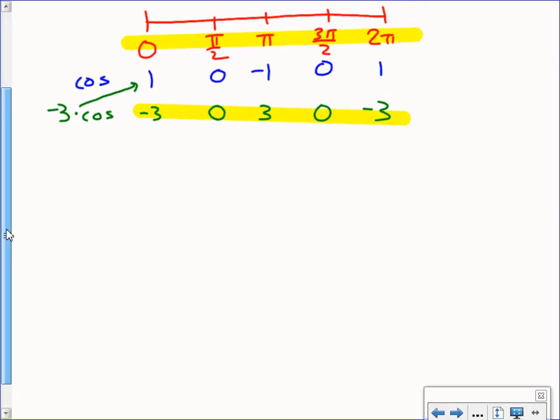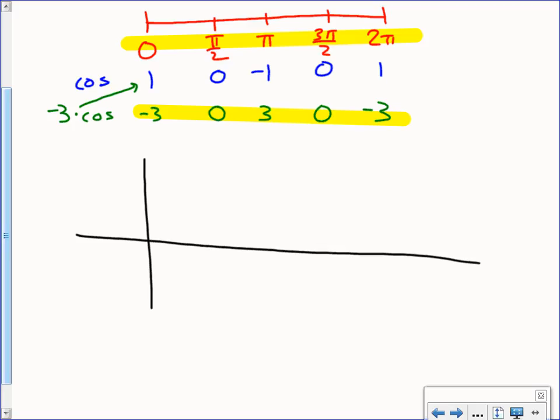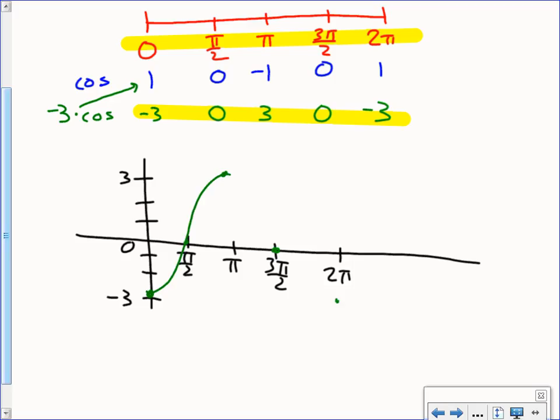Here we go. It looks like we have a maximum at 3 and a minimum at -3. Same points though, 0, pi over 2, pi, 3 pi over 2, and then 2 pi. It's going to look like the same graph. But this time, my cosine is down here at -3. 0 for pi over 2, +3, 0, and then -3 again. So what did that -3 do to my cosine? It flipped it. It also made it taller, didn't it?